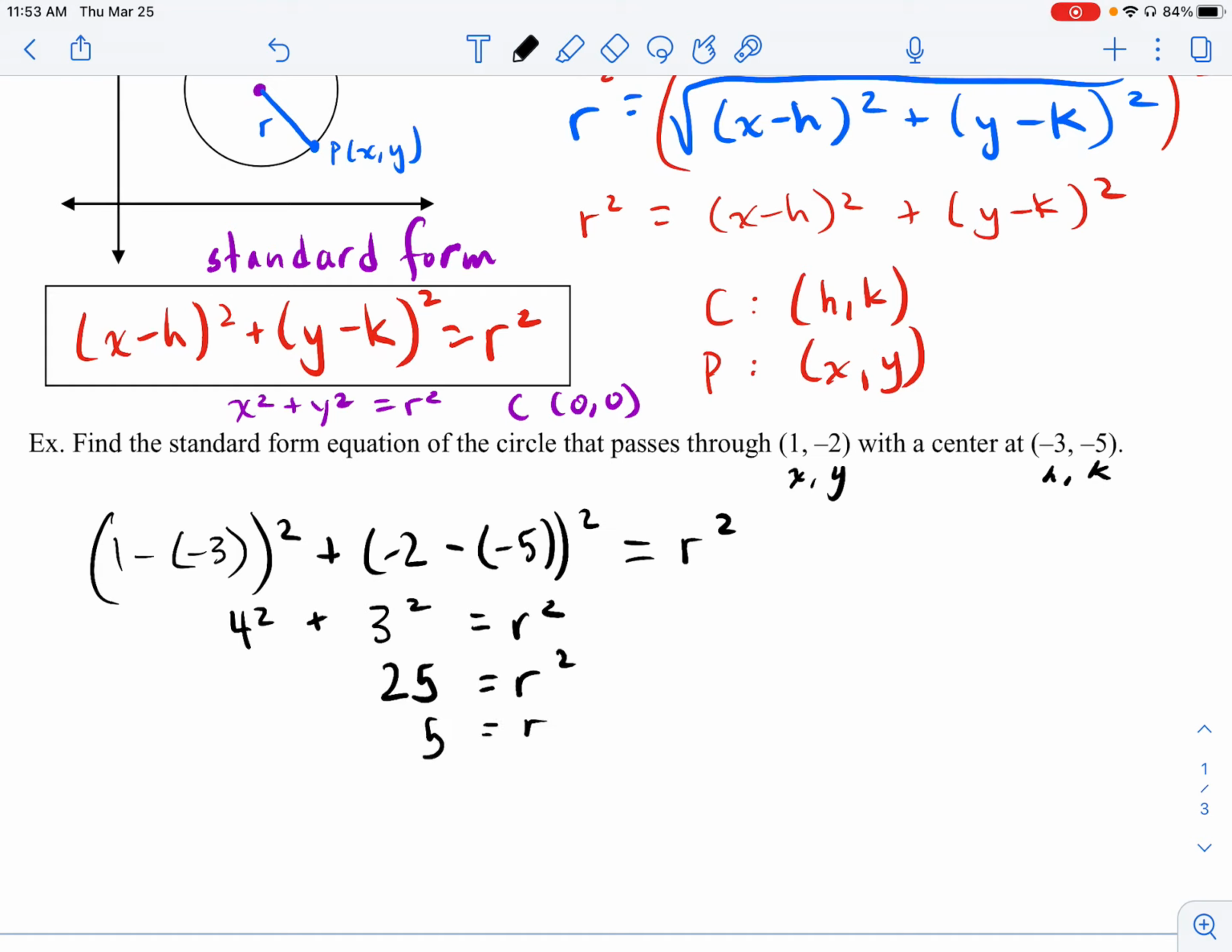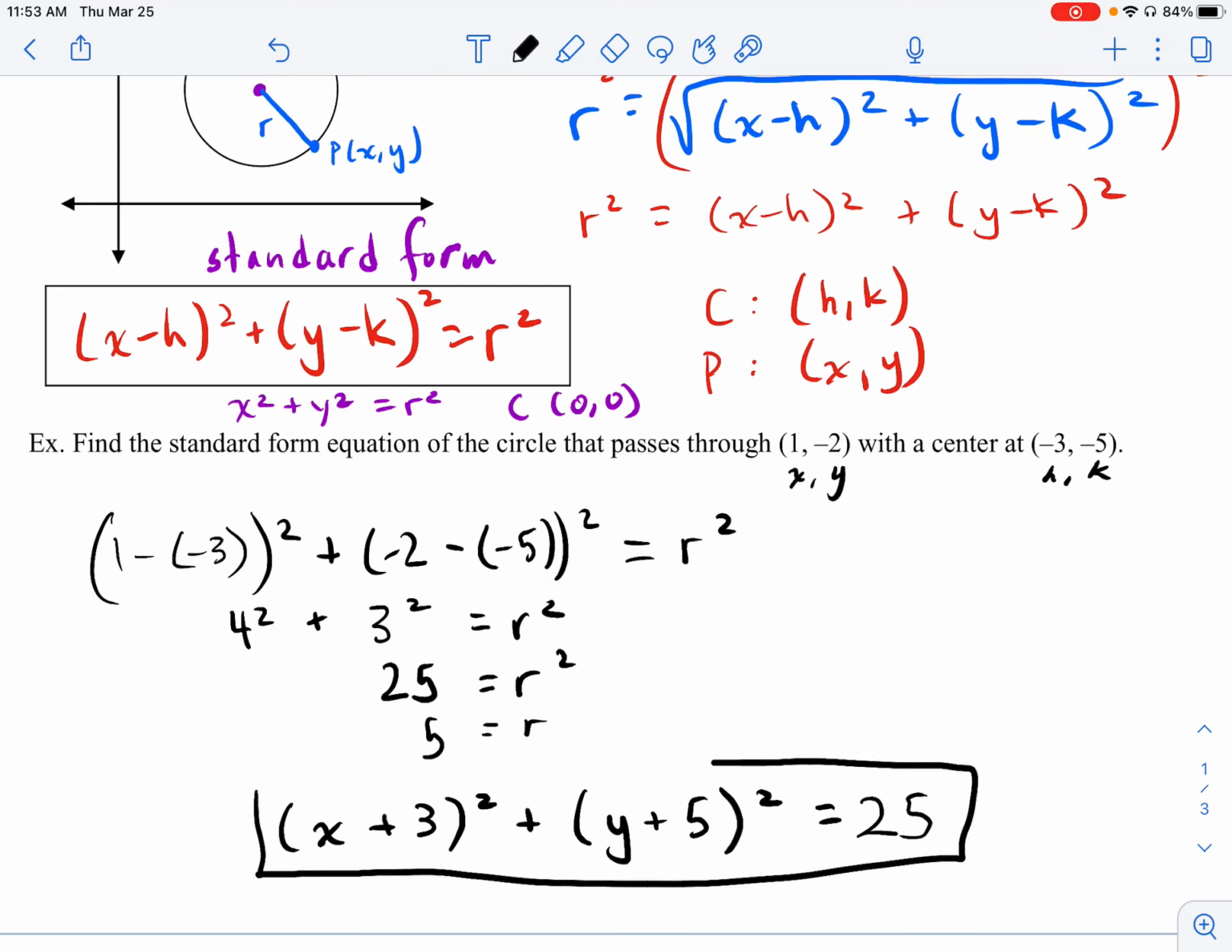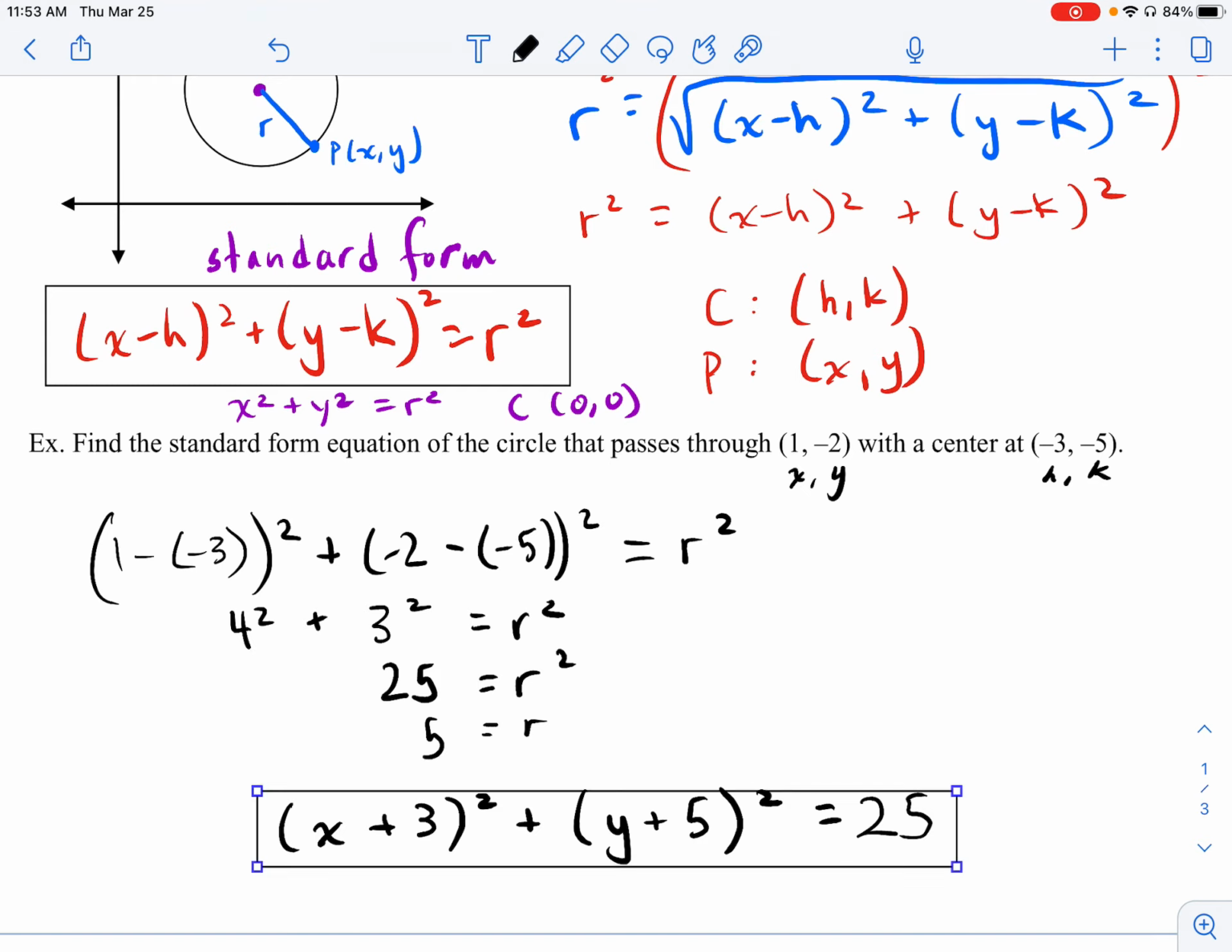Now that I know my radius, I can write my standard form equation. I know that it's always going to be x minus my h, so x plus 3 squared, plus y minus k, and since k is negative 5, I'm going to say y plus 5 squared, and all of that is equal to 25. If you want to write that as 5 squared, that's totally fine as well. So here is the standard form equation of this circle based on the given information.